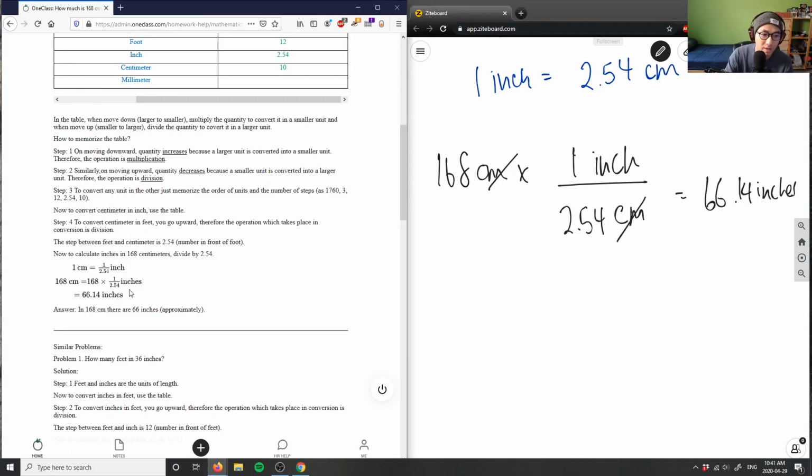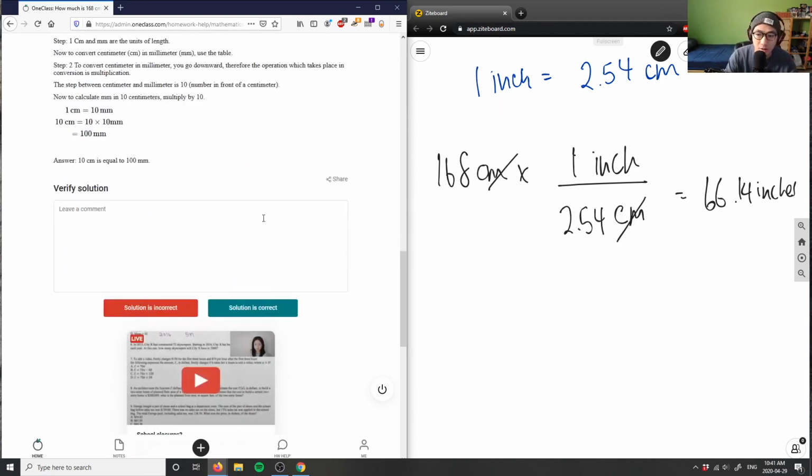And again, the correct answer: the centimeters equals 1 divided by 2.54 inches per centimeter, basically. And then they're simply dividing both of these numbers, right? 168 divided by 2.54 gives us 66.14 inches, which is our correct solution for this problem. Good.